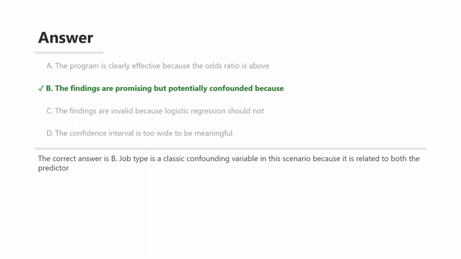Option A ignores the confounding issue entirely. Option C is incorrect because the outcome variable here is binary, meaning achieved 5% weight loss, yes or no, making logistic regression the appropriate choice. Option D is incorrect because the confidence interval of 1.12 to 3.06 does not include 1, and the sample may be adequate, but the issue is confounding rather than sample size.